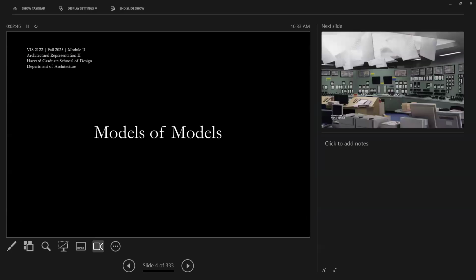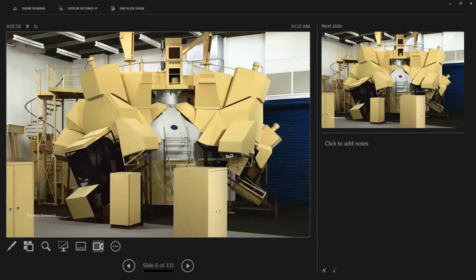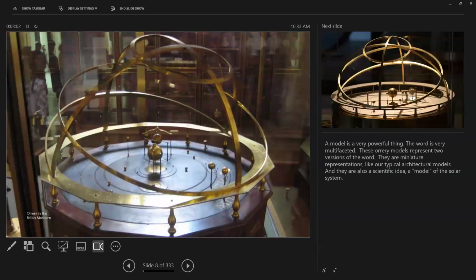Okay, so this one is about the other side of all the stuff I was talking about with the models at the beginning of class. Back to this idea that some models are representational. But this word model is a very important word in the world. It's a multifaceted word that means many different things. So these origami models are sort of two versions of the word.